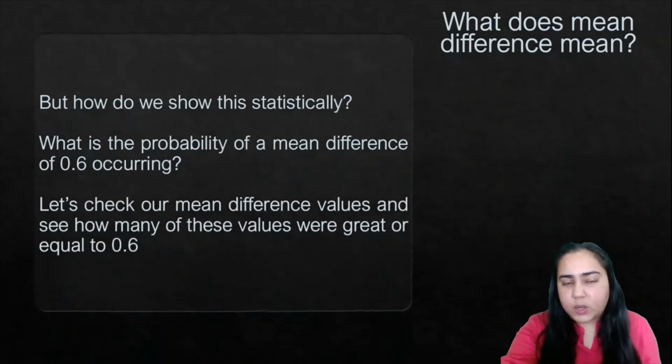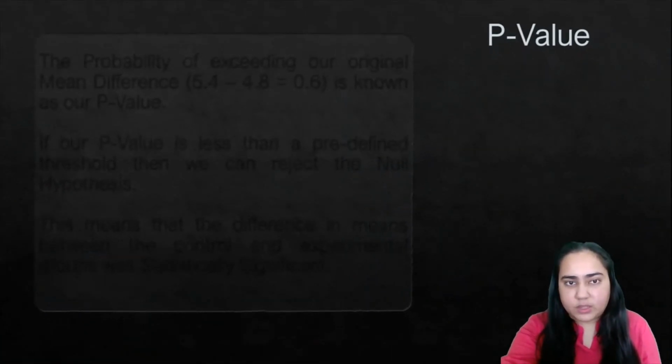So let's check our mean difference values and see how many of these values were greater or equal to 0.6, which we already checked. And the last time I ran the code, it was 372, but before that, when I created this explanation, it was about 381. So I'm just going to show you that. So that's where we calculate the p-value. And we're going to go back to the code and calculate the p-value.